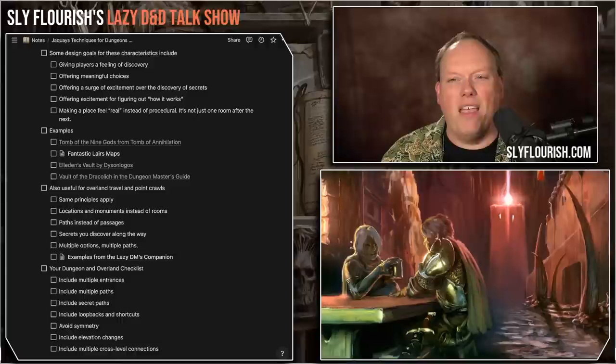But if there are these options, which entrance do we want to take? Do we go through the front door? Do we want to try to sneak over the wall, or are we going to use that old sewer system? That's why having multiple entrances is really useful. And we want to offer meaningful choices.